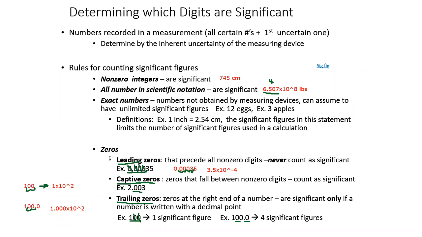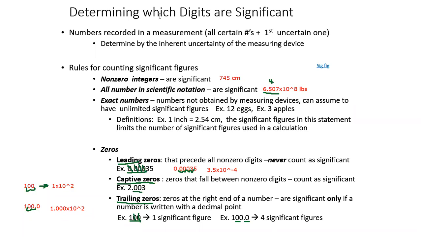So again, to recap with zeros, we have leading zeros. So they're to the left of the first non-zero number. These are not significant because they're not included in the number when you write it in scientific notation. We have captive zeros, which are between 2 non-zero numbers. These are significant. And we have trailing zeros, which are significant only when there's a decimal point present. So trailing zeros are to the right of the last non-zero number.